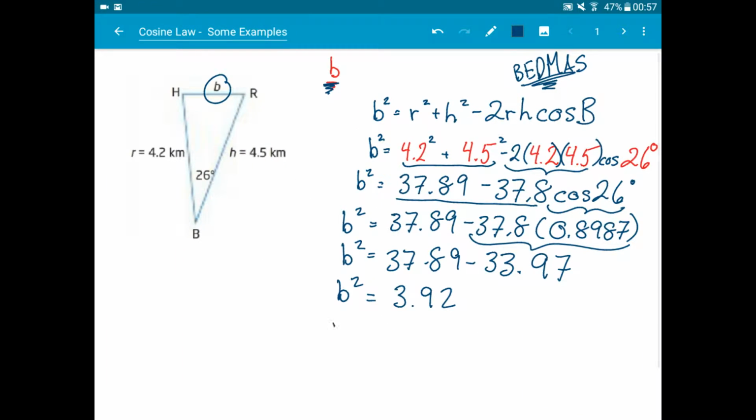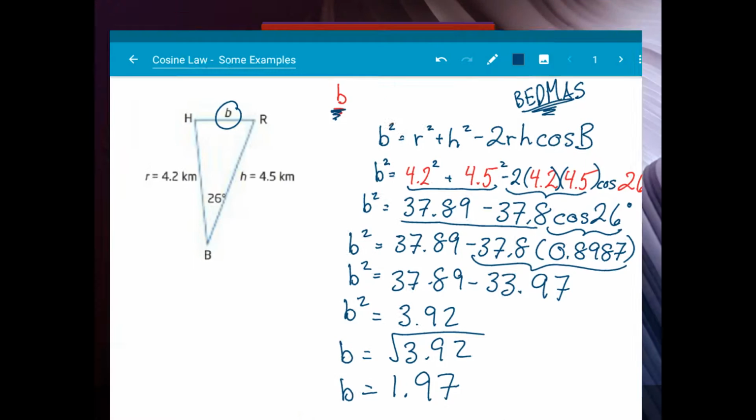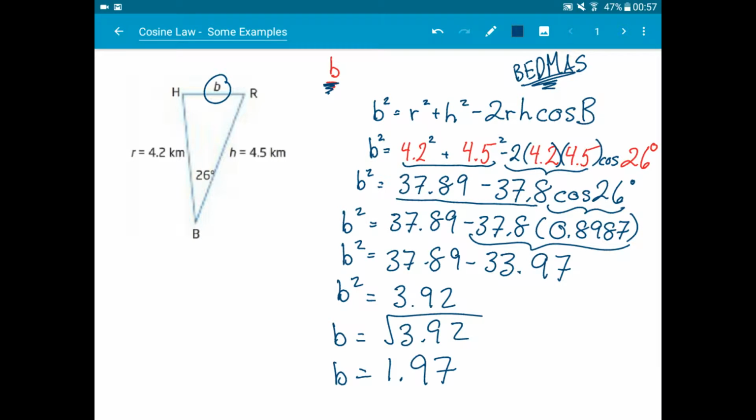Okay. So b is equal to the square root of 3.92. So b is equal to 1.97, I think.